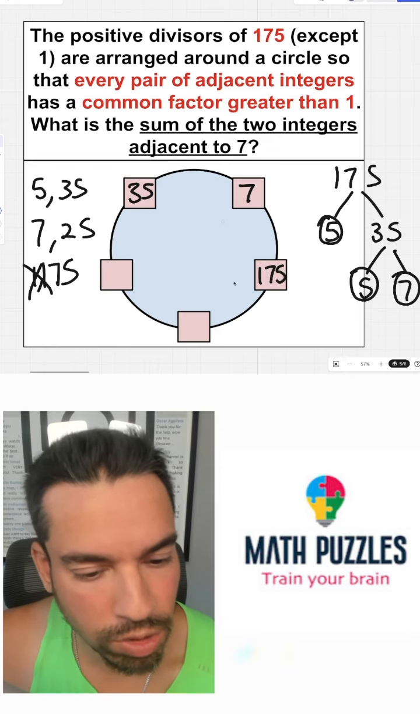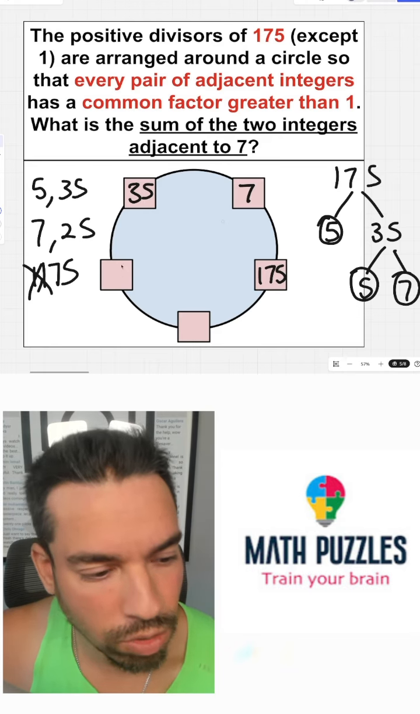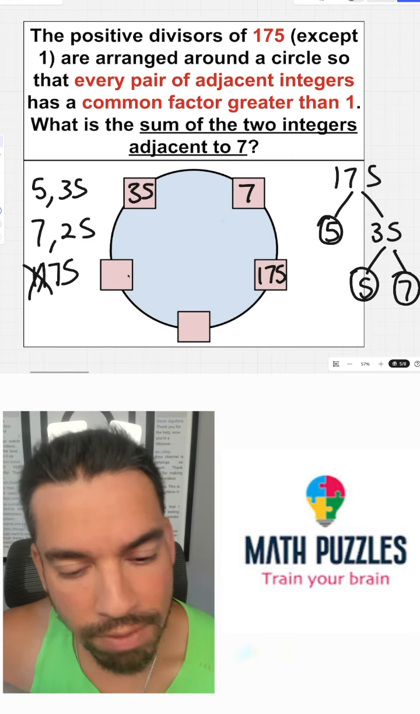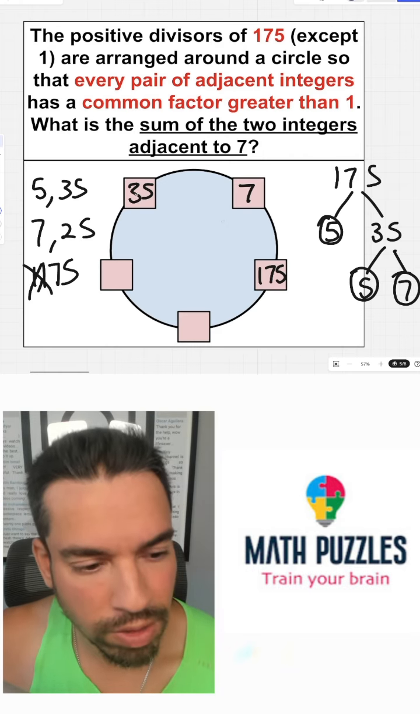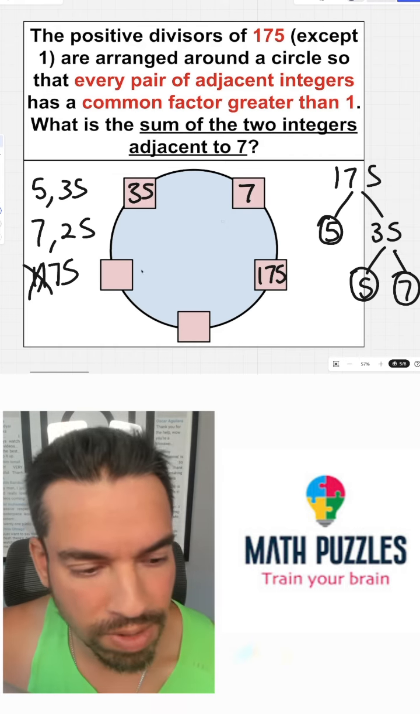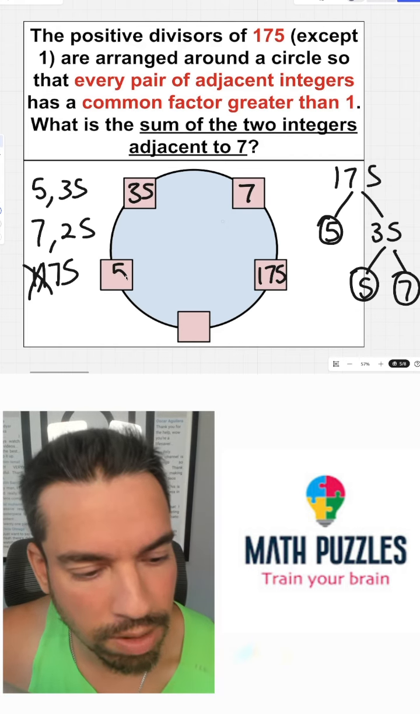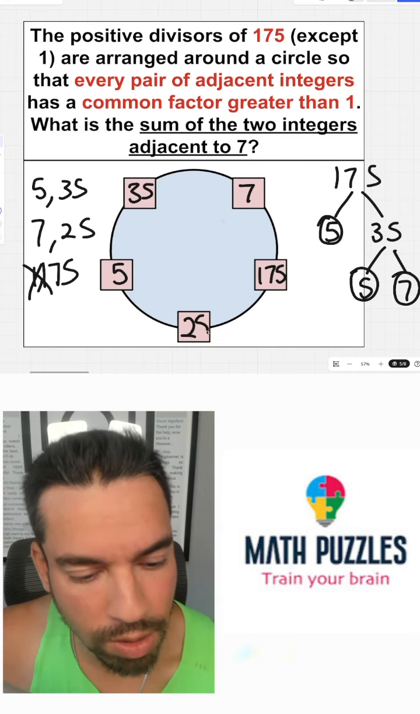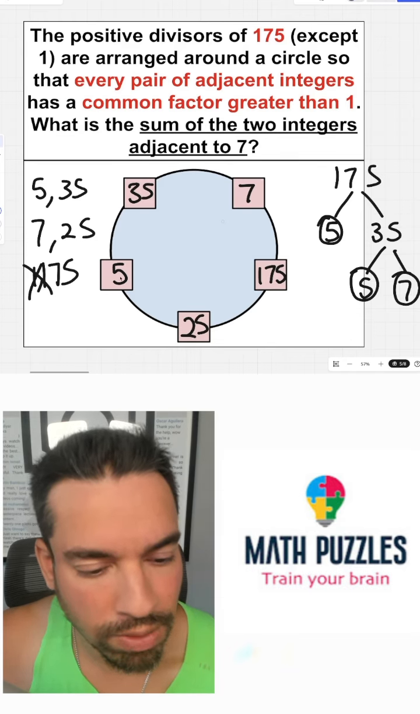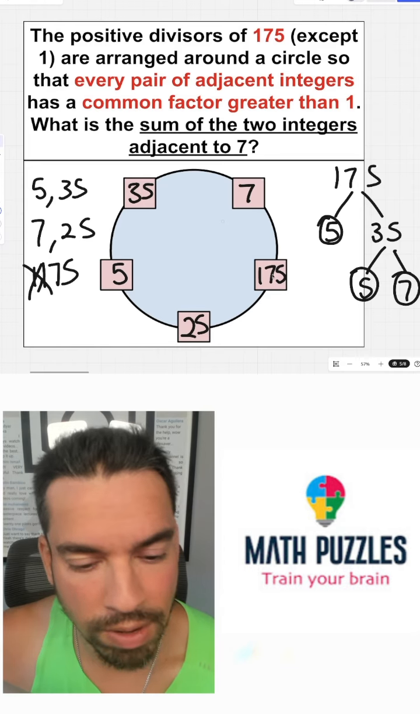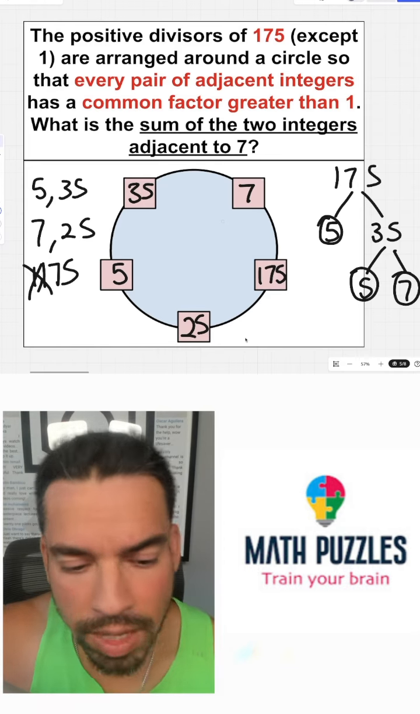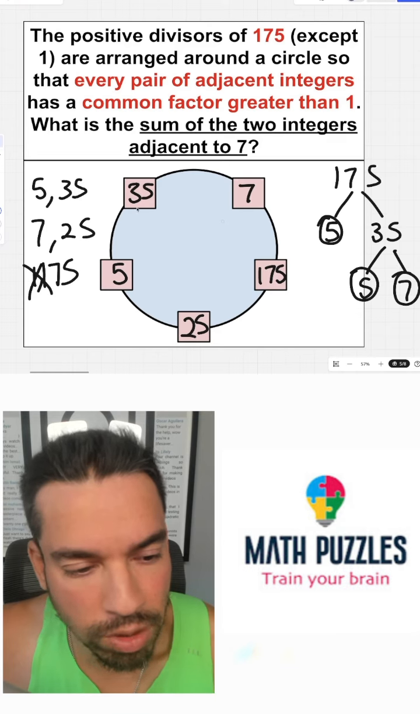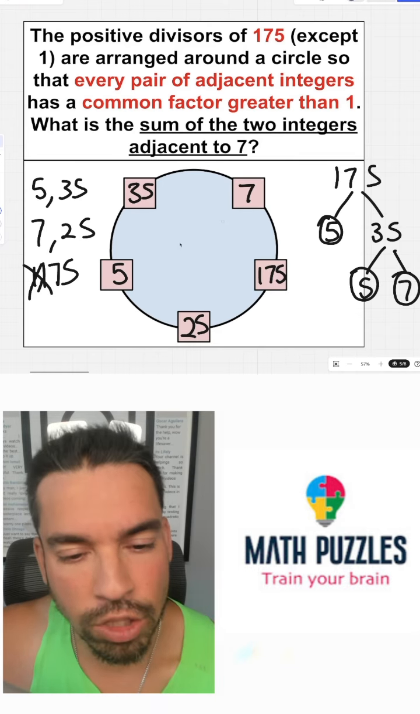Okay, now let's place the rest of these numbers. So next to 35, I could do 5, I could do 25, right? Because 25 and 35 both have factors of 5. Let's place a 5 here. Now, I have 5 here, 35 here, and 25 here, and that works, right? 25 and 5 have a factor greater than 1. 25 and 175, they have a factor of 25. 5 and 35 have a factor of 5, etc. So this works all the way around.